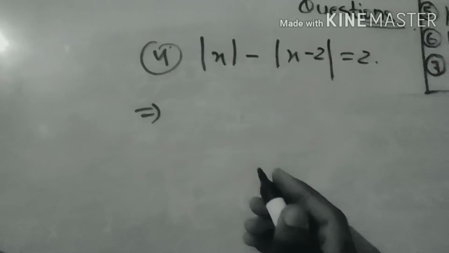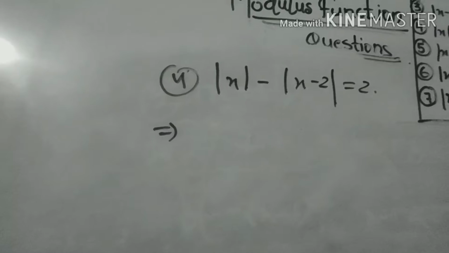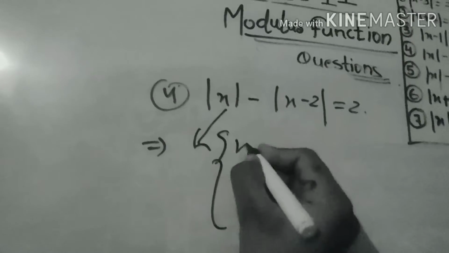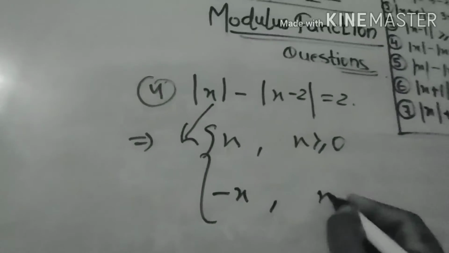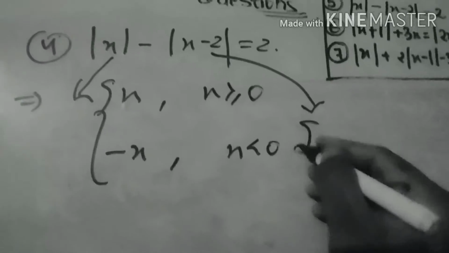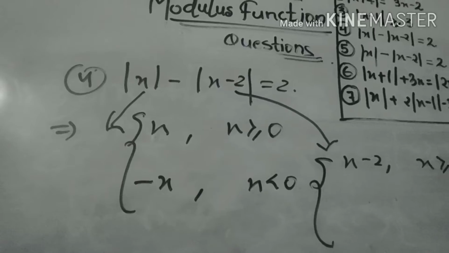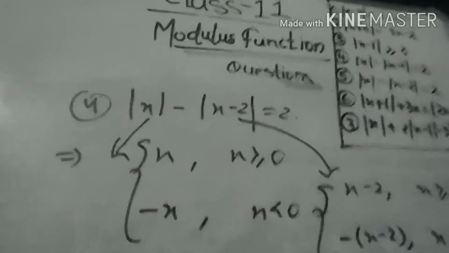In this question we have modulus x minus 2 equal to 2. So we'll be making three cases. It will return value x if x is greater than or equal to 0. It will return minus x if x is smaller than 0. Then we'll be making cases for this. That will be x minus 2 if x is greater than or equal to 2. It will be minus of x minus 2 if x is smaller than 2.